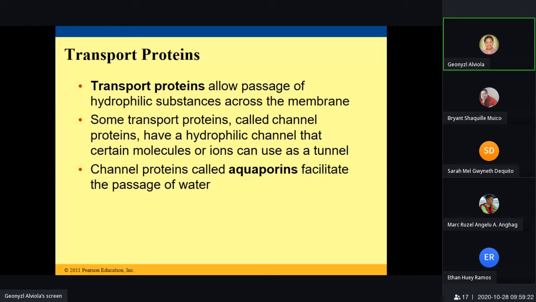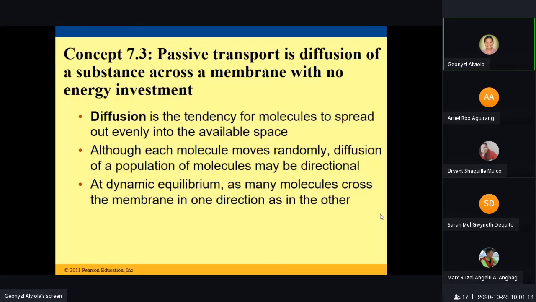na other type of proteins. So transport proteins allow hydrophobic substances have hydrophilic channel molecules or ions can use as a tunnel or passageway. So channel proteins are also called aquaporins. Facilitate the passage. So this is another type of protein. Now we have another type, the passive transport.